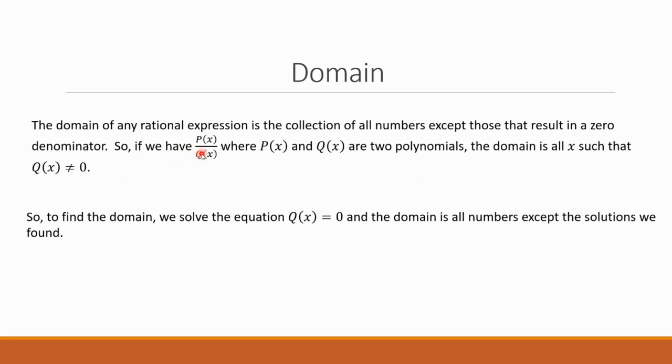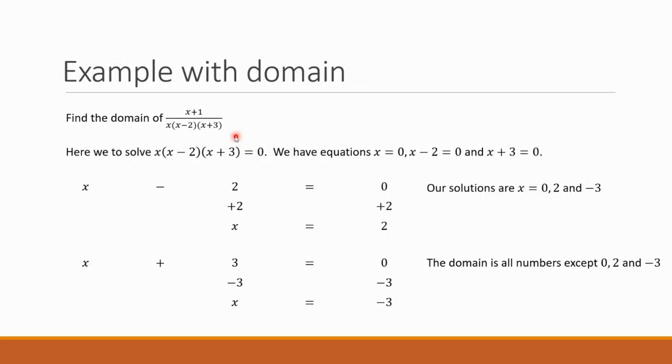But now, how do you actually find that? Well, you form the equation where the denominator equals 0, and then you solve it, and the domain is all numbers except those solutions. So it's everything else, basically. Let's do an example of that.